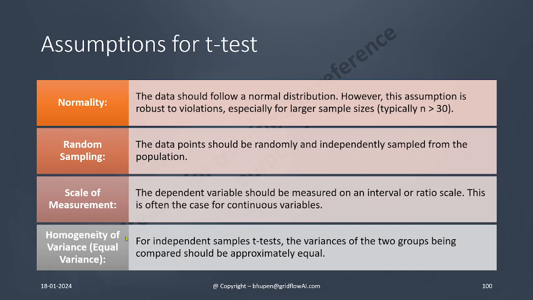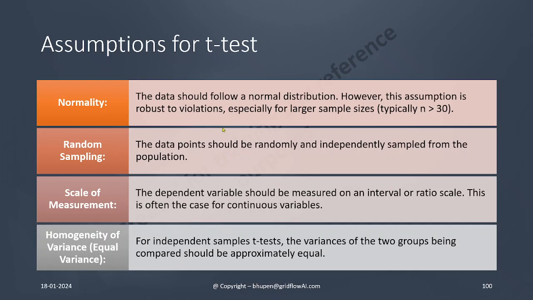Homogeneity of variance is another requirement. That means the variances of the two groups should be more or less the same or equal. And that's where the t-test will actually work. But if these assumptions are violated, then we have different options, different types or variants of t-tests that we apply in those situations.